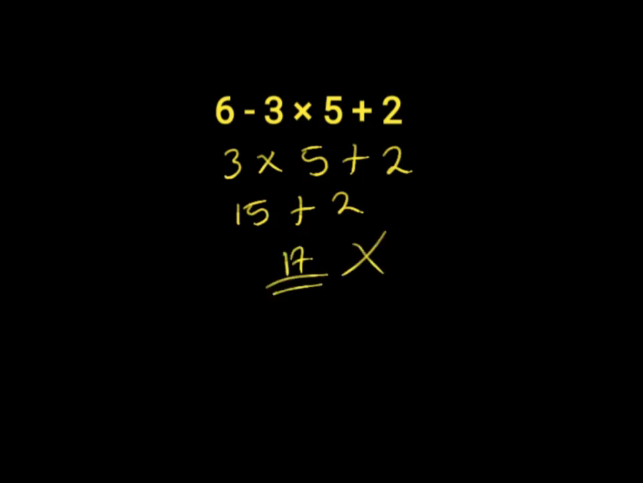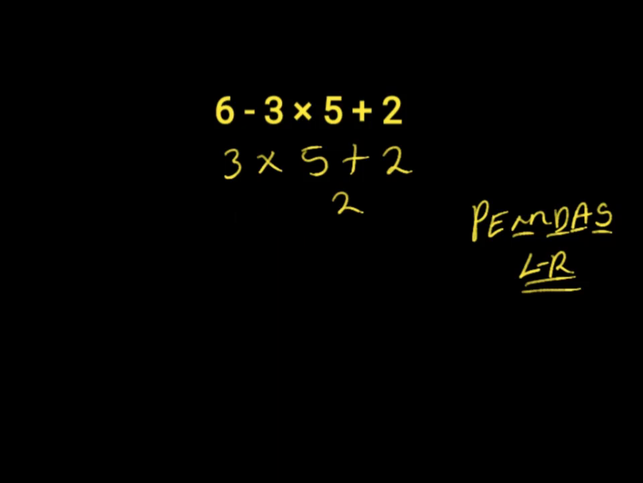17 is the wrong answer to this question because we did not work with the order of operations, which is PEMDAS. In PEMDAS, we have parentheses, exponents, multiplication, division, addition, and subtraction. Multiplication and division have equal priority, as do addition and subtraction, working from your left to your right, in order to arrive at the correct answer. Let us solve for the right answer to this question.